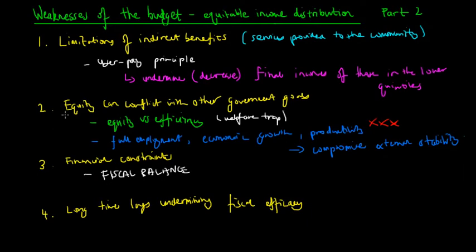And so that is another weakness of the budget in achieving an equitable distribution of income, because the government wouldn't have unlimited sources of cash. And so what this means is that sometimes they don't have enough money to pay out reasonable welfare payments so that people could live above the poverty line.